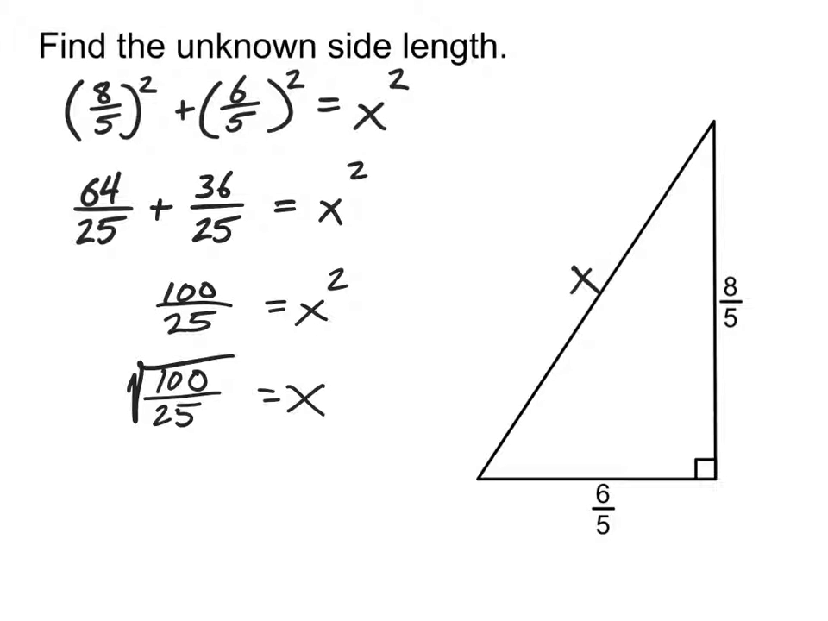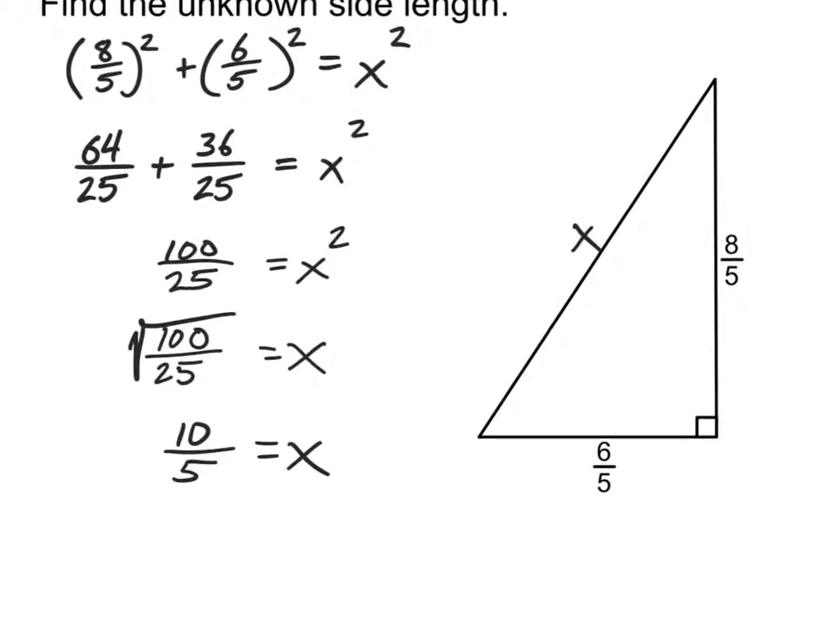Now remember when we squared a fraction, we just squared the top and squared the bottom? Square rooting works the same way. So I can square root the top. What's the square root of 100? 10. And I square root the bottom. What's the square root of 25? 5.